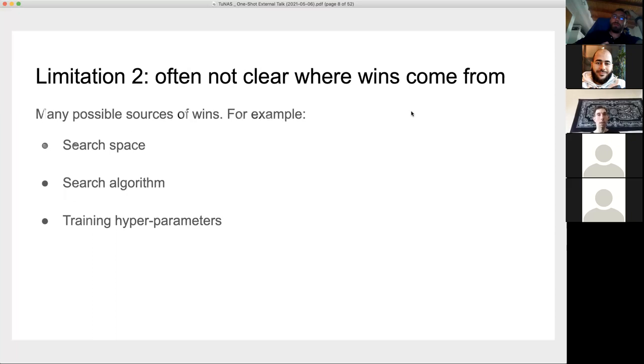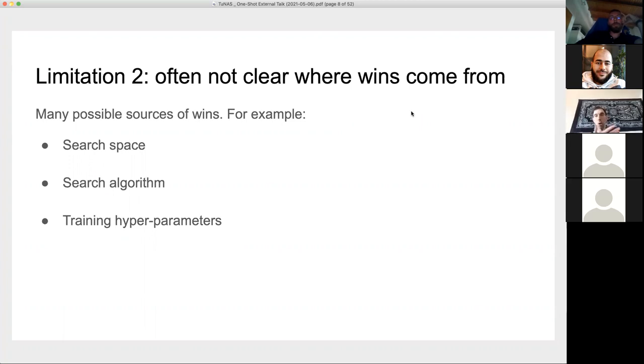The second limitation is that it's very often not clear just looking at these results, like the plot I showed you earlier, where wins come from. And there are actually a lot of potential sources, and it's really important to break these down carefully. So for instance, it could be that the authors of the paper did a really amazing job of engineering new architecture search spaces. And so any architecture that you pick from that space would be incredibly good just because that's how the search space was designed.